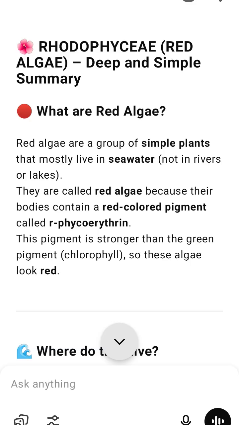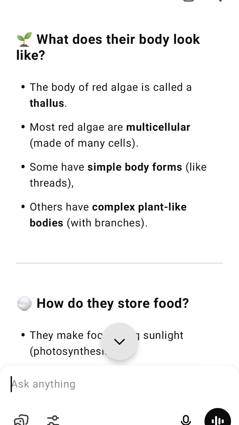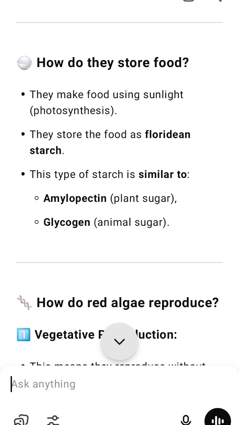Memory tip. Trick: Red pretty flowers grow gracefully. Red equals red pigment, R-phycoerythrin. Pretty equals Porphyra. Flowers, Floridean starch. Grow, Gelidium. Gracefully, Gracilaria.